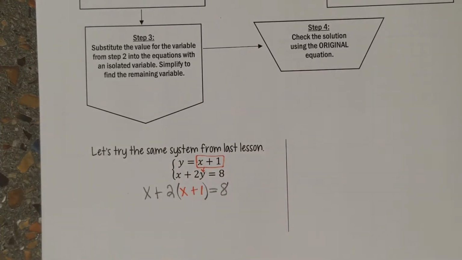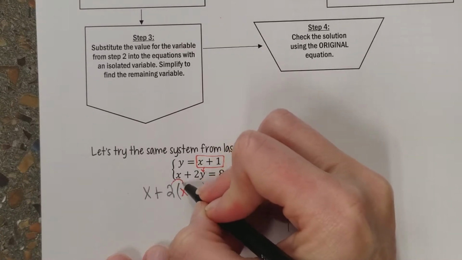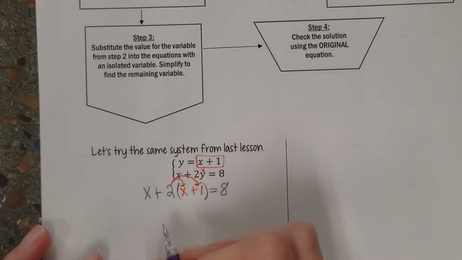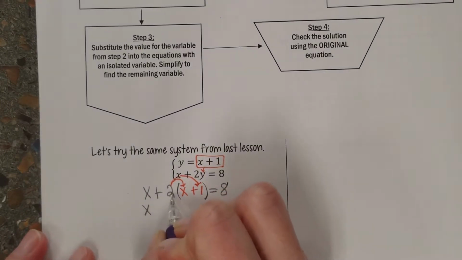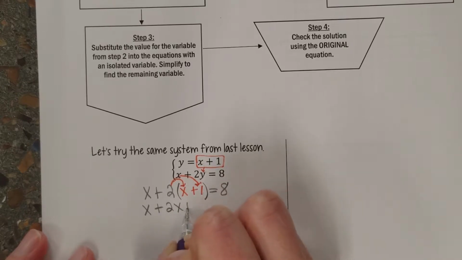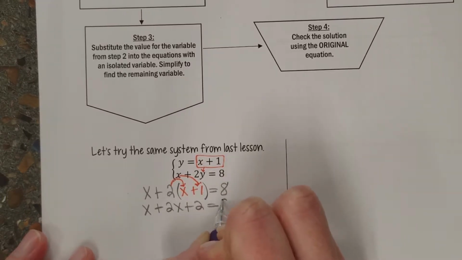Now, to solve for this, the first thing we have to do is we need to distribute this 2 to everything that's inside the parentheses. Okay, so when I do that, this x stays the same. I get 2 times x, which is 2x. 2 times 1, which is 2, and then that still all equals 8.